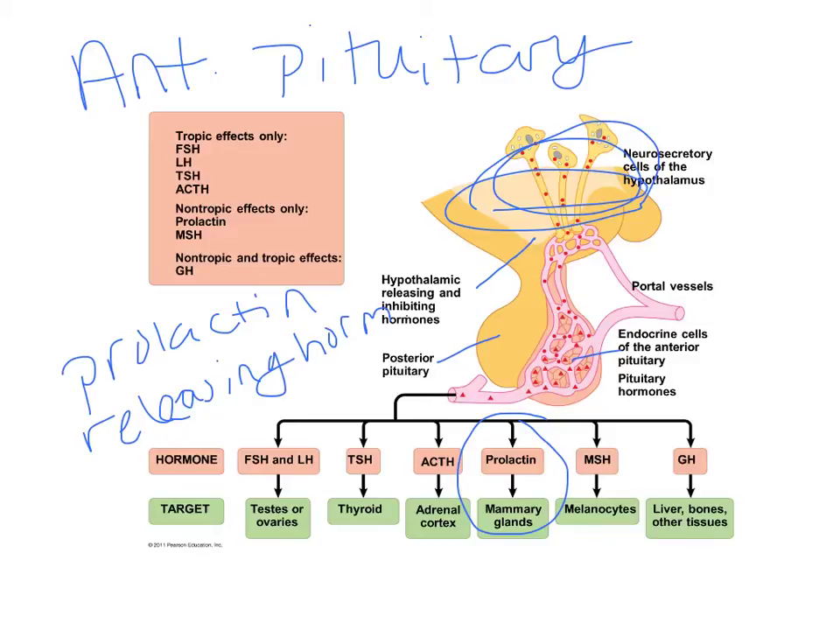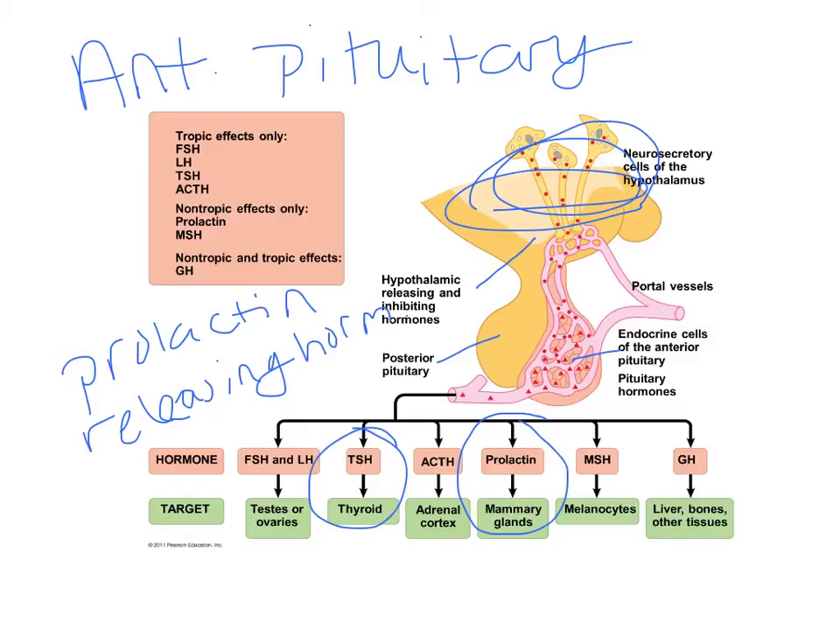Another example would be thyroid stimulating hormone. The anterior pituitary secretes thyroid stimulating hormone that goes and stimulates the thyroid gland, so that the thyroid gland can secrete thyroxine and triiodothyronine. So the thyroid gland is indirectly controlled by the hypothalamus, because the hypothalamus is what told the pituitary gland to secrete the thyroid stimulating hormone in the first place.